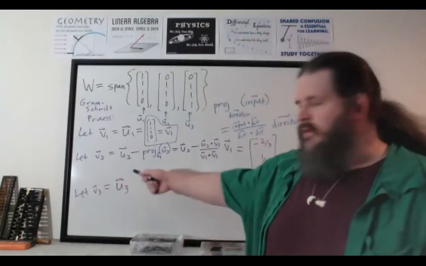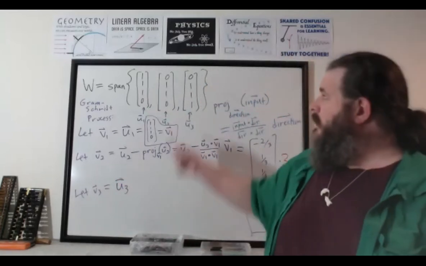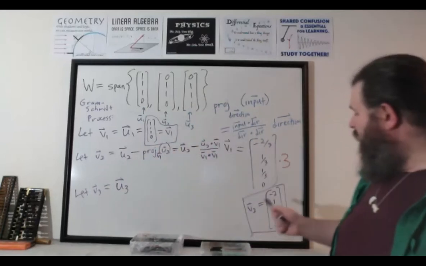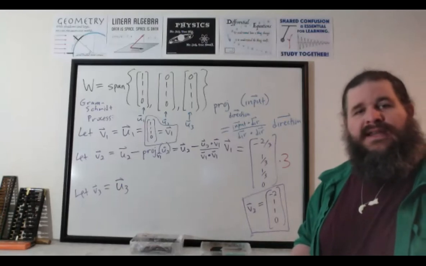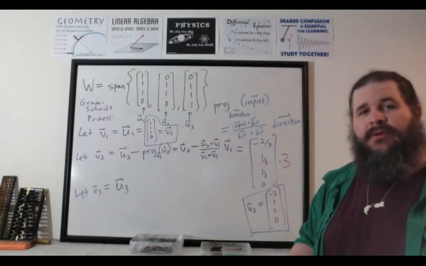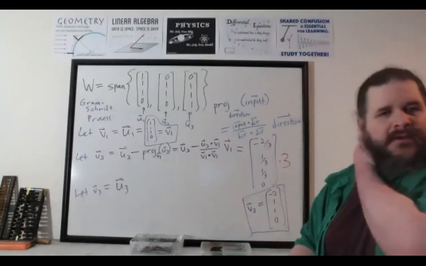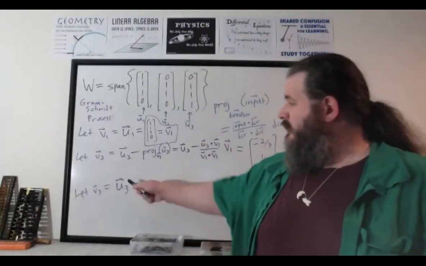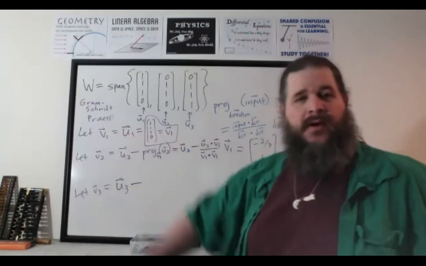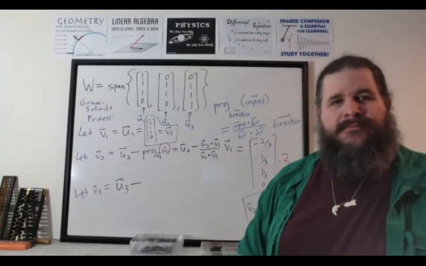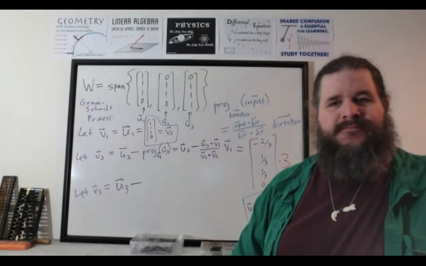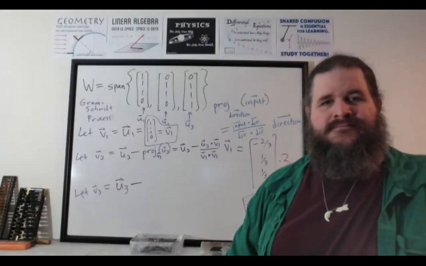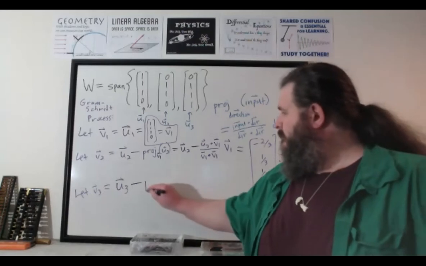But the problem is, comparing it to everything we've built so far, U3 is not perpendicular to V1, and U3 is also not perpendicular to V2. We need to modify it so that it's perpendicular to both of them. And we can do this one step at a time. First of all, what would we have to subtract to make sure that what's left is perpendicular to V1? The projection of U3 on V1?